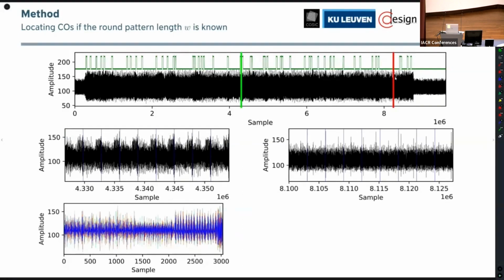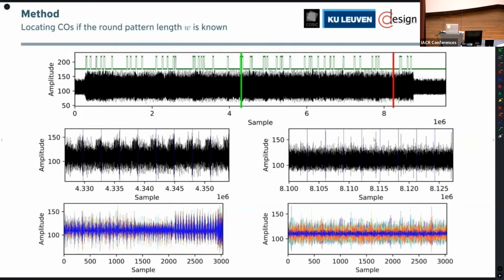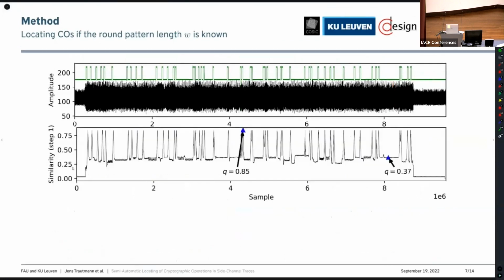And then we can also do this for a bad starting point, as we have to do it for any point anyway. We can see here the dark blue color is the average round template, and this is not similar to all the colorful lines that can be seen here. And if we then calculate the similarity, we will see that there are certain peaks, and especially the highest one here with a similarity of 0.85, which here corresponds to correlation. You could also use sum of absolute differences.